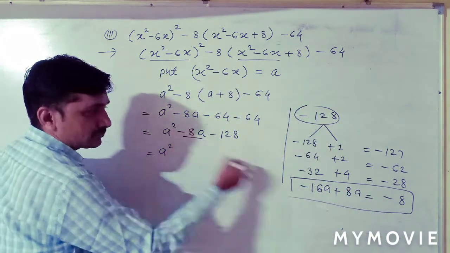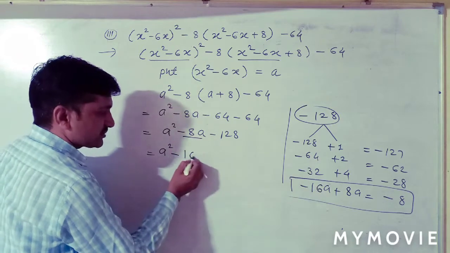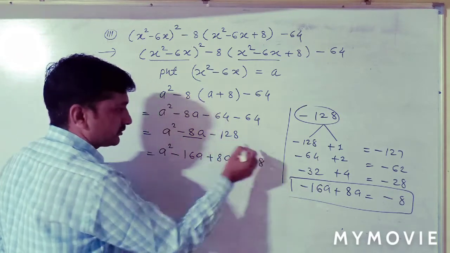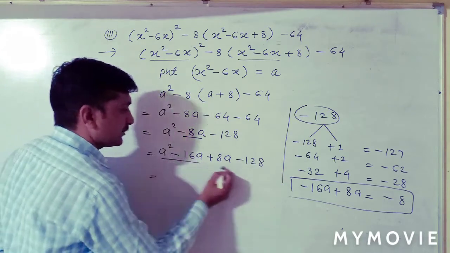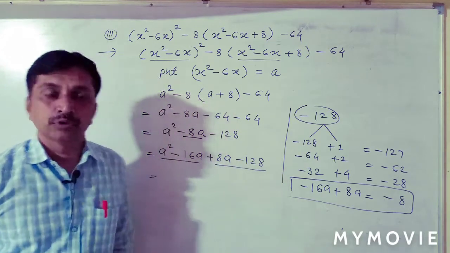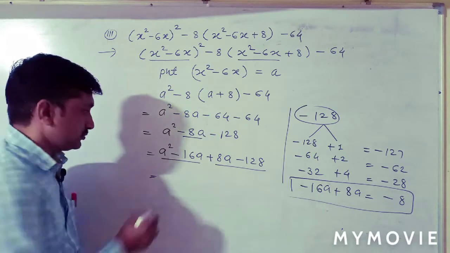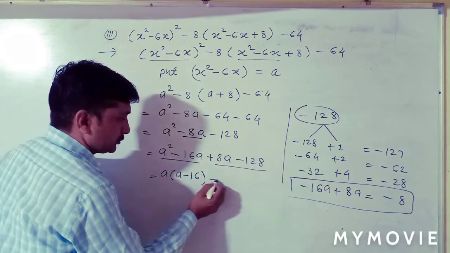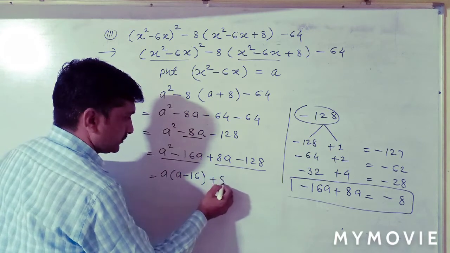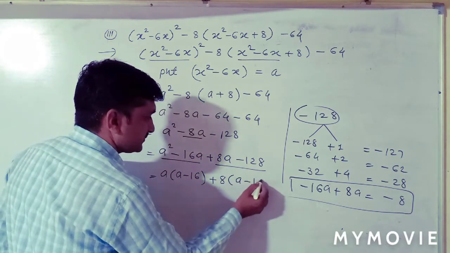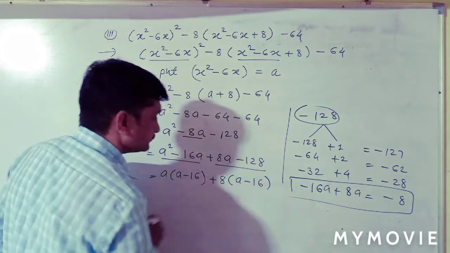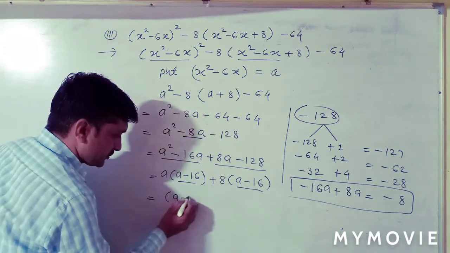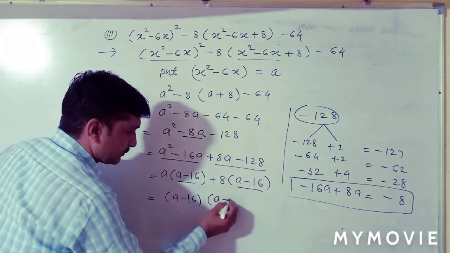Now replace the middle term by these two factors: minus 16a plus 8a minus 128. The third term stays as it is. After that, grouping. After grouping, take common out. What is common here? a. In bracket, a minus 16 is uncommon. Plus here 8 is common, in bracket a minus 16. What is the common bracket? a minus 16 is common, uncommon is a plus 8.